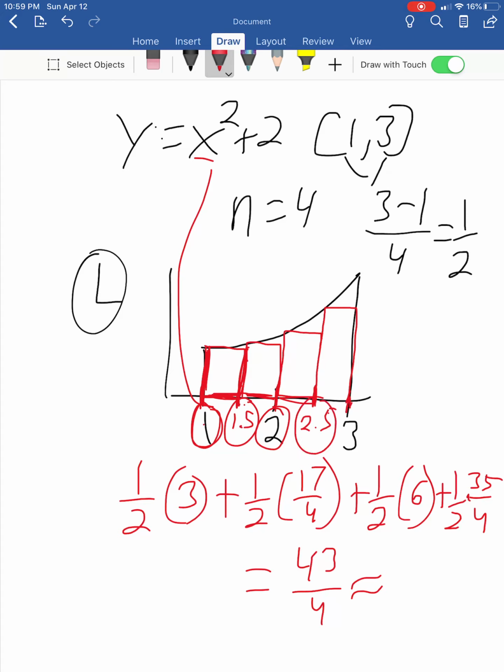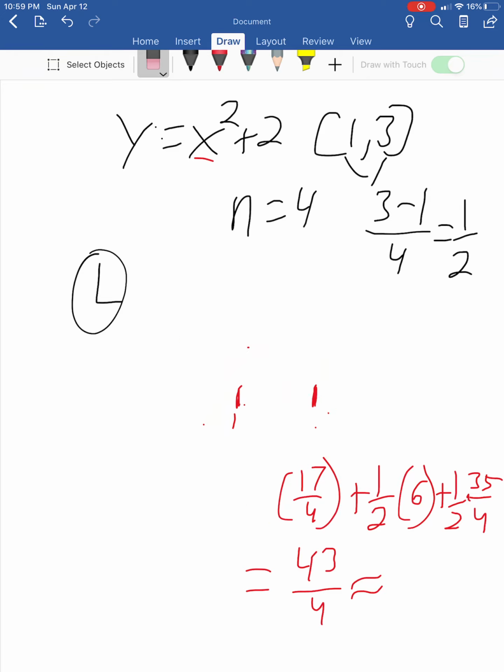And notice the 4 numbers we use were the leftmost 4 numbers, right? So there's an example of the left endpoint rule. Now let me take a lot of this off, and I'll show you how the right endpoint rule works.